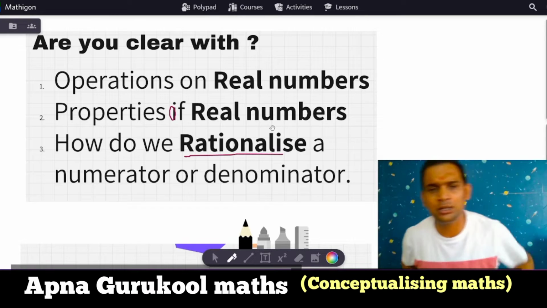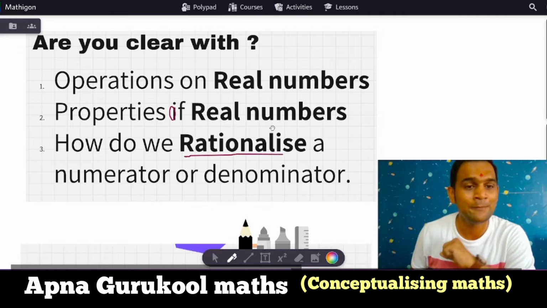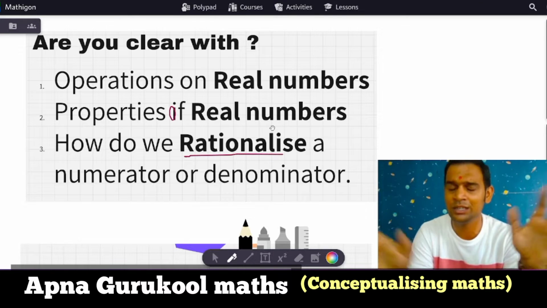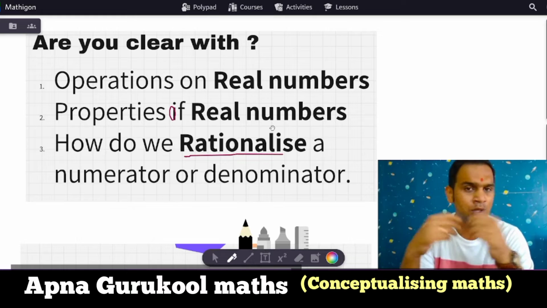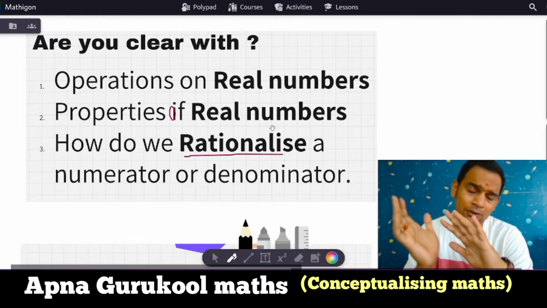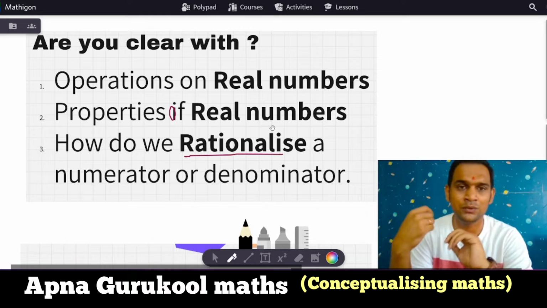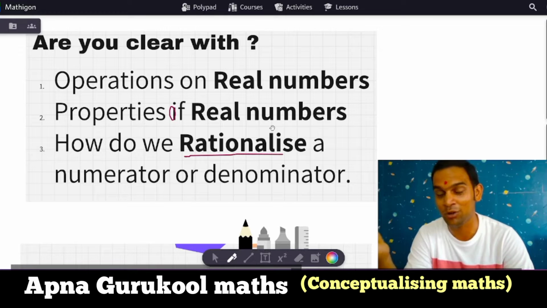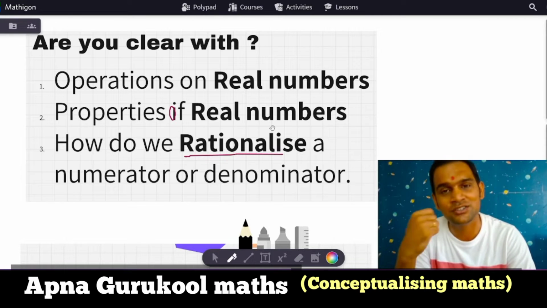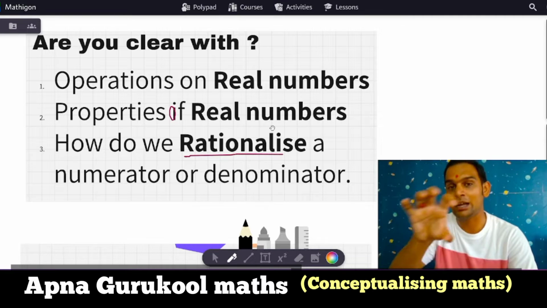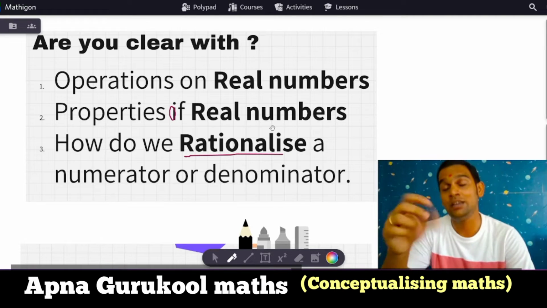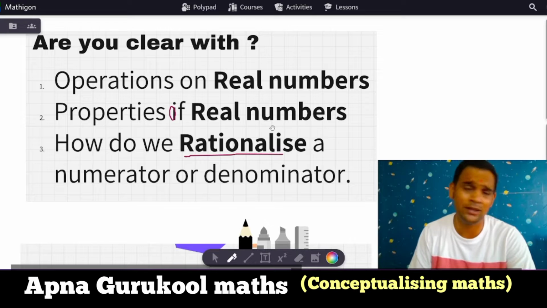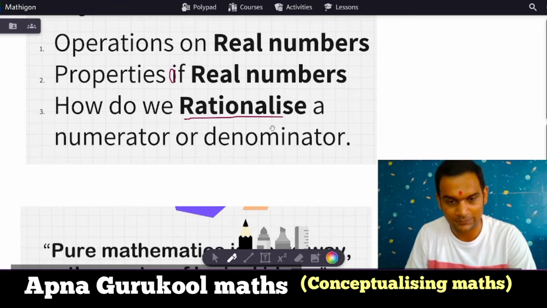Now, first of all, are we clear with operations on real numbers? I hope yes. Properties of real numbers, we discussed the closure property is not valid for irrational numbers. That was the specific thing, and all the other properties are followed. Whatever we discussed, you can go back to the previous video and take a look at that. Now comes the question: how do we make the numerator or denominator a rational number? That process is called rationalization. We are converting an irrational denominator to a rational one. That is what is called rationalization, and the same follows with the numerator as well.